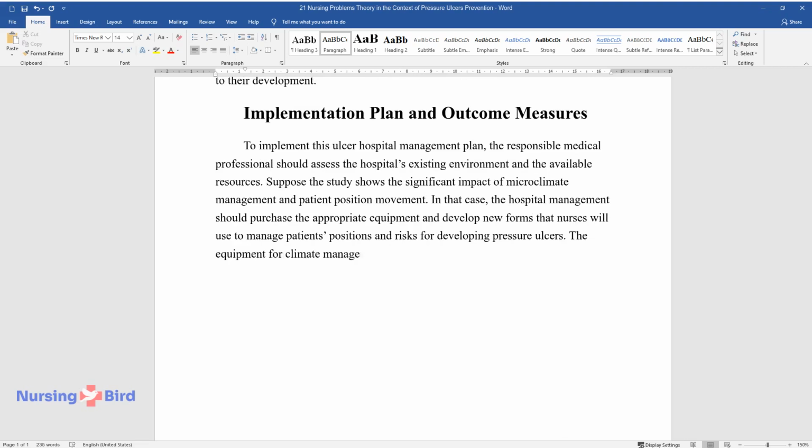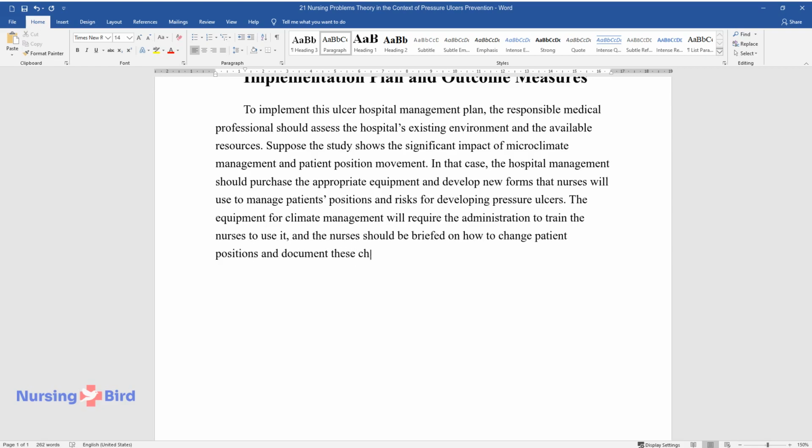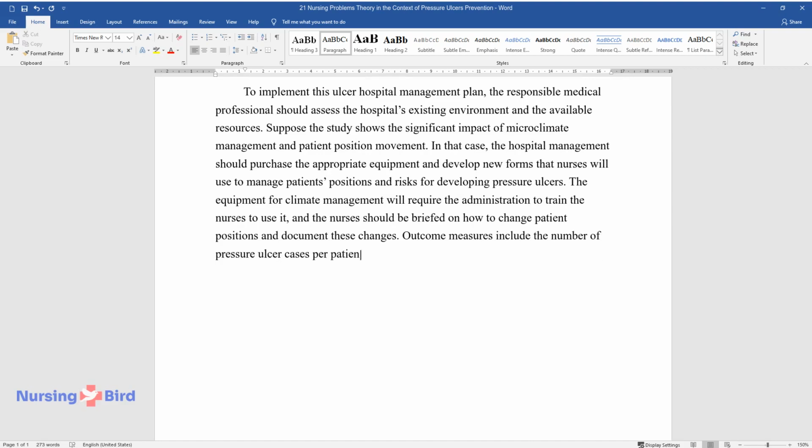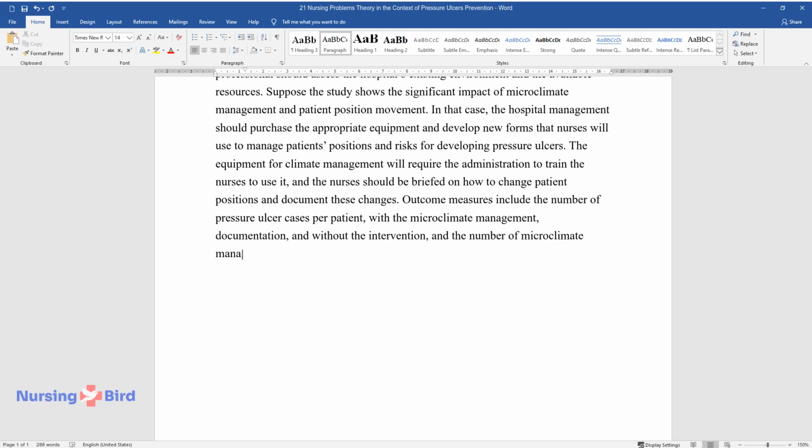The equipment for climate management will require the administration to train the nurses to use it, and the nurses should be briefed on how to change patient positions and document these changes. Outcome measures include the number of pressure ulcer cases per patient, with the microclimate management, documentation, and without the intervention, and the number of microclimate management equipment.